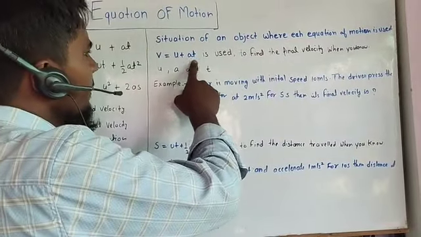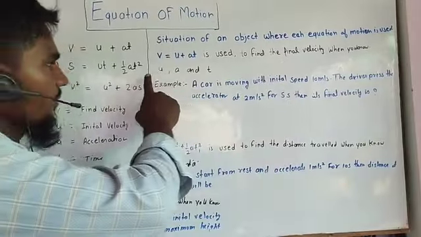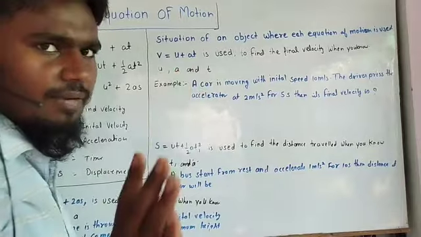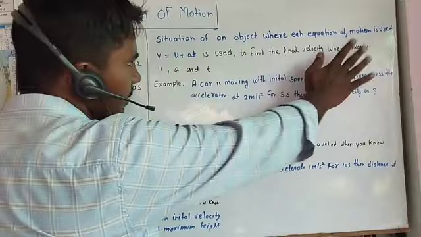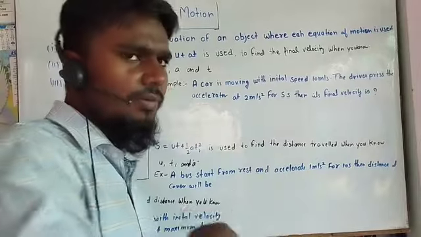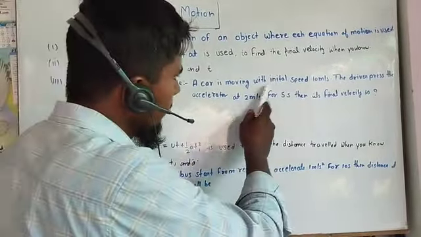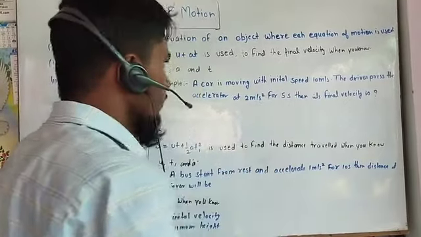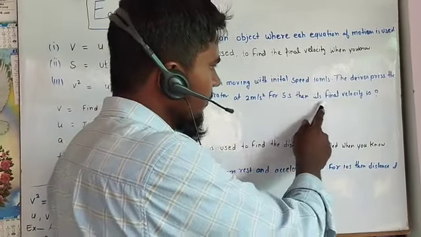v is equal to u plus at is used to find the final velocity. Whenever you already know u, a and t, you can use this equation to find the final velocity. This is the first equation. Example: a car is moving with an initial speed of 10 meter per second. The driver presses the accelerator at 2 meter per second square for 5 seconds, then its final velocity is?